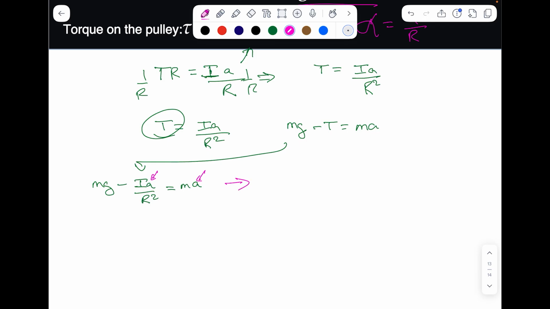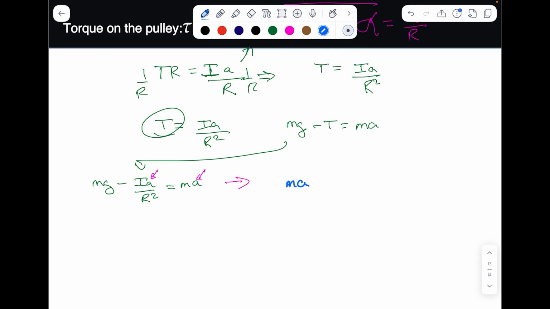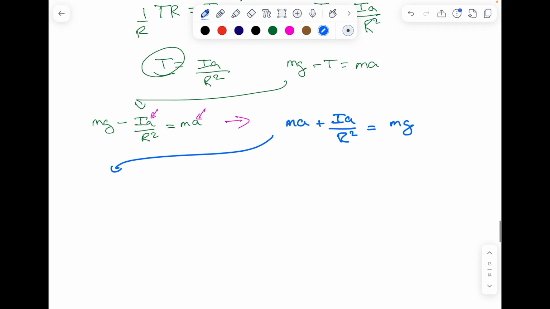So I want to get the A's on the same side of the equation. So if I then rewrite this, make this bigger, I can rewrite this and I can say MA plus IA over R squared equals mg. I added IA over R squared to both sides. Now what I can do is I can factor out my A. A times the quantity M plus I over R squared is equal to mg, right?